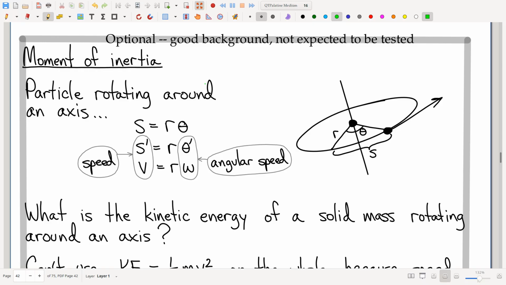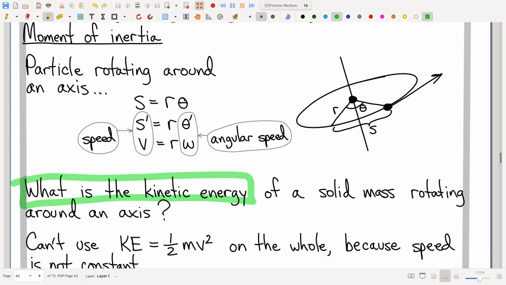So that said, the big idea is to understand how to compute kinetic energy, and you may think to yourself, don't we have this formula for kinetic energy? But no, we don't. Not always. This formula only works if you're talking about a mass that is moving linearly. Right? And sometimes that's not the case.